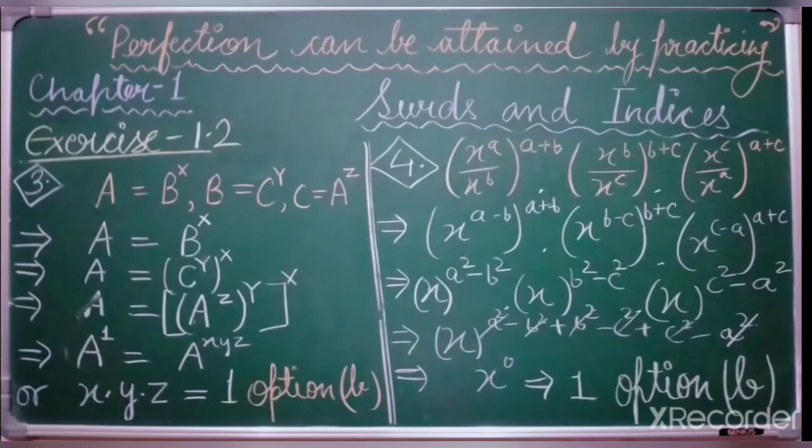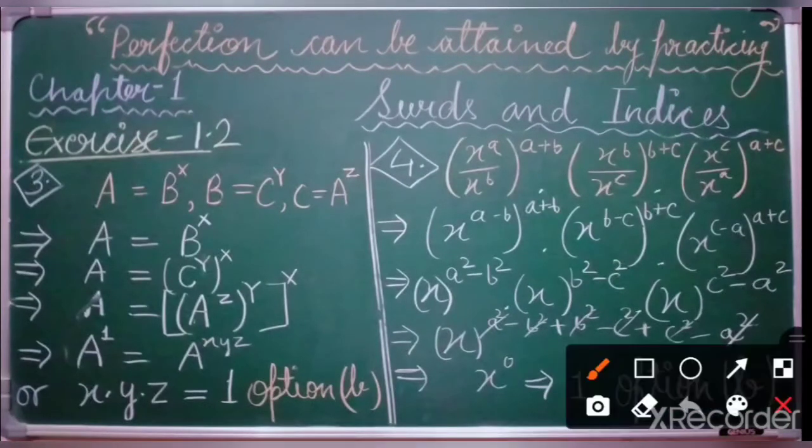Moving to the next, third question, it is A is equal to B to the power x, B is equal to C to the power y, C is equal to A to the power z. We are going to start with the first part, that is A is equal to B to the power x. In place of B, we will put C to the power y. So A is equal to C to the power y whole power x.